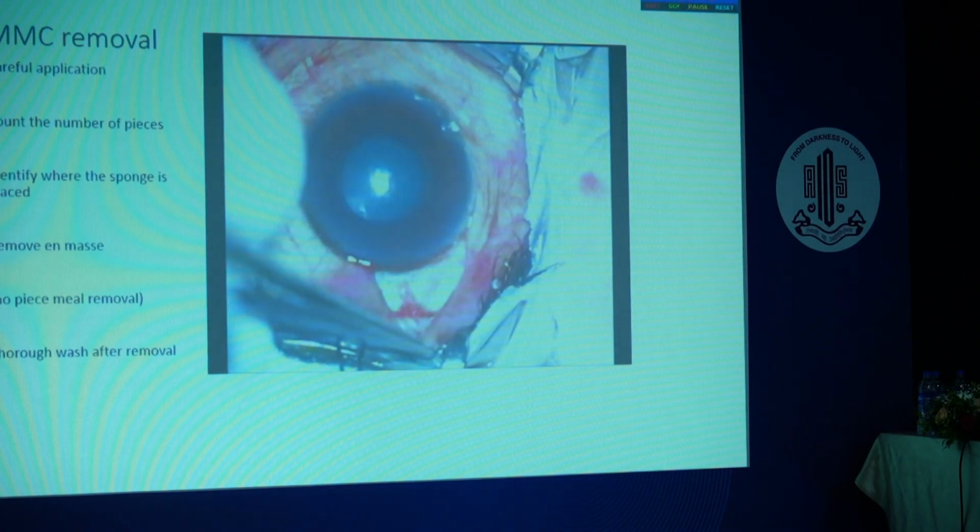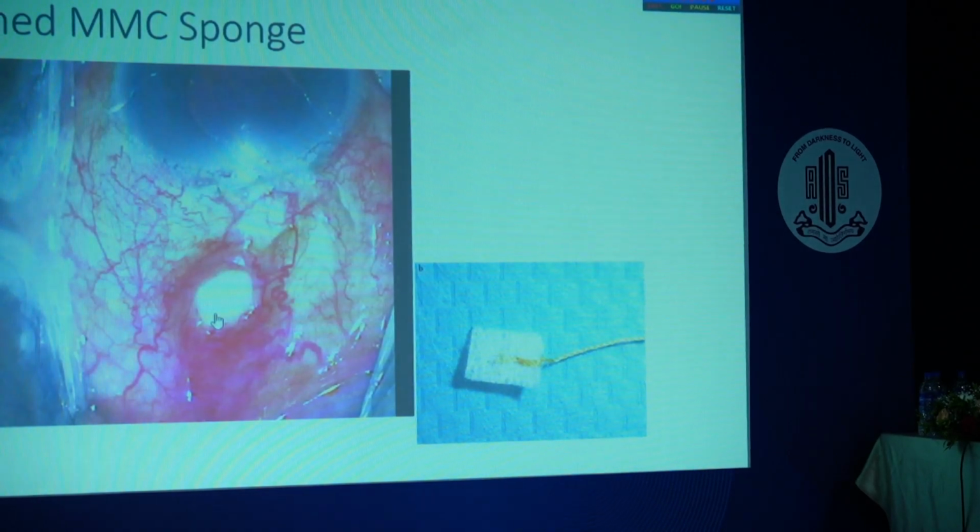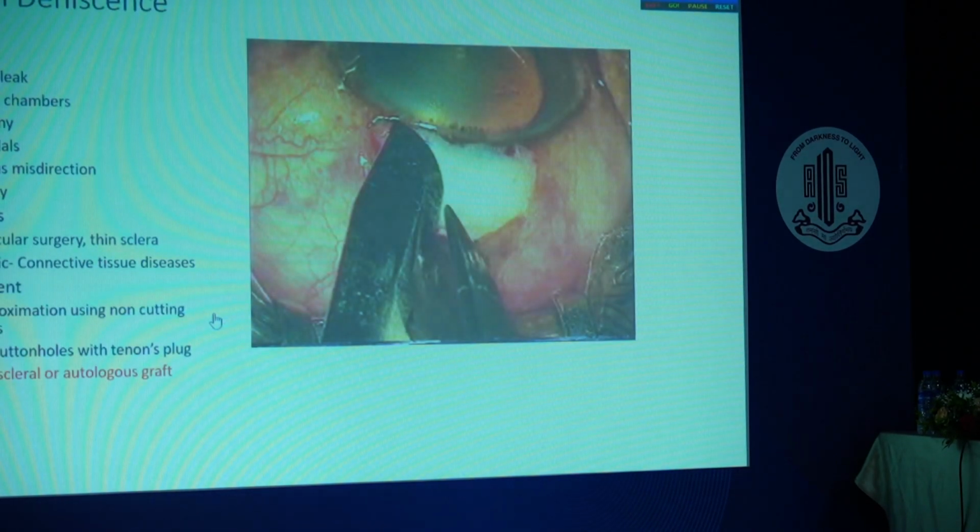If you happen to leave something like this behind, you may have a buttonhole like this. This is a mitomycin C sponge which was retained. Thankfully, it did not cause any complication except for a conjunctival defect. Scleral dehiscence, again, the risk of wound leak and shallow chamber is quite high.